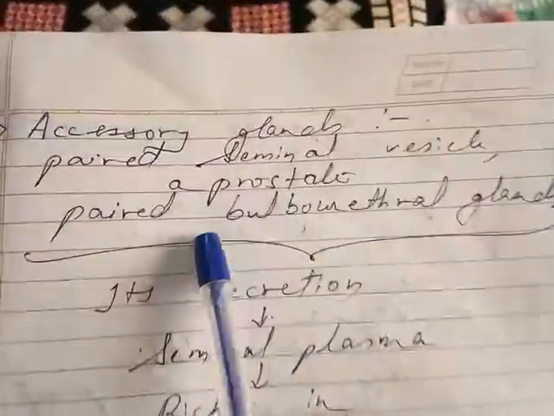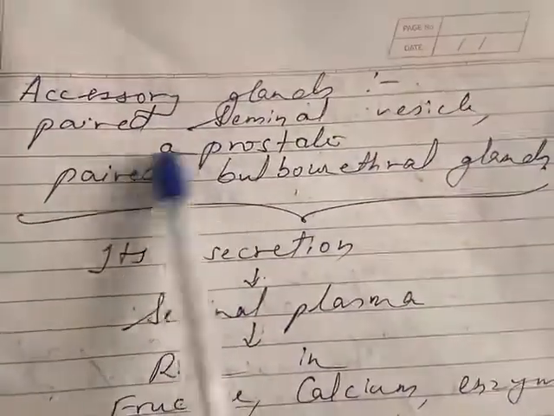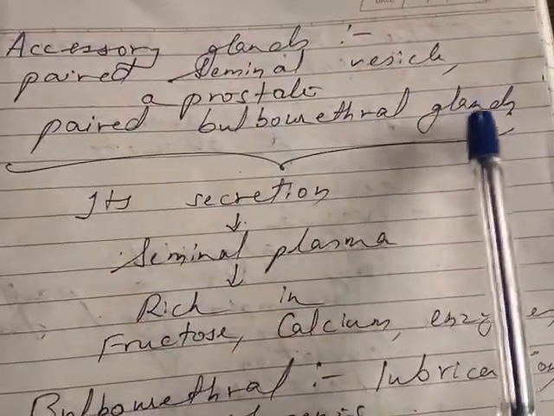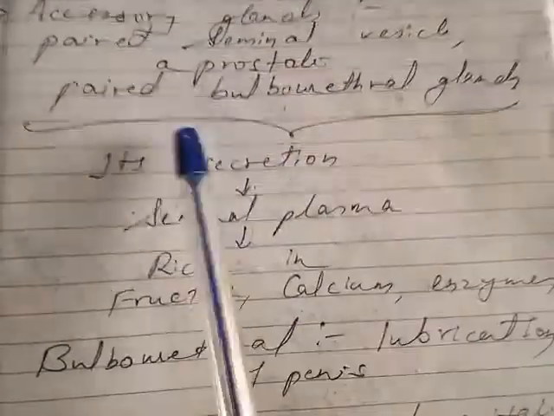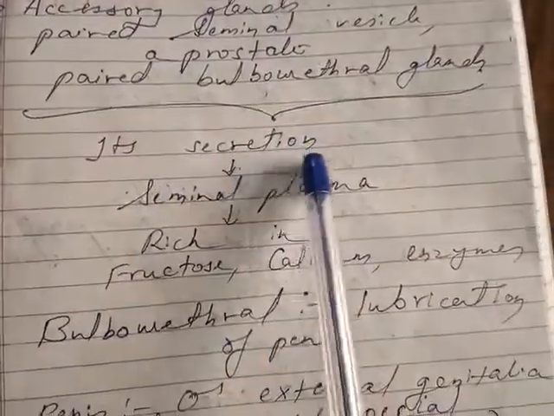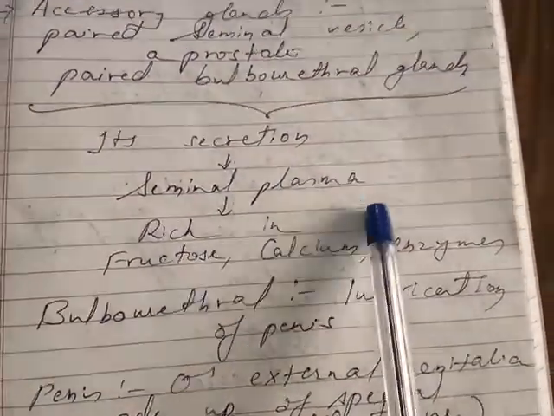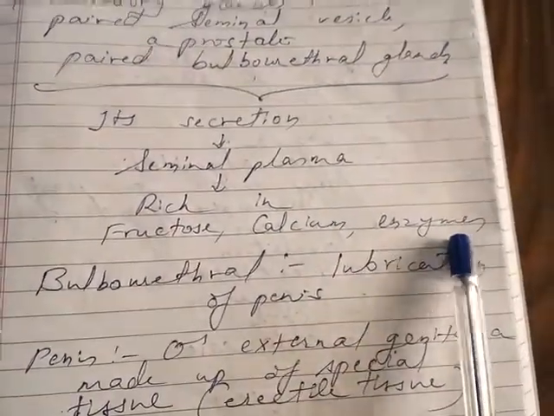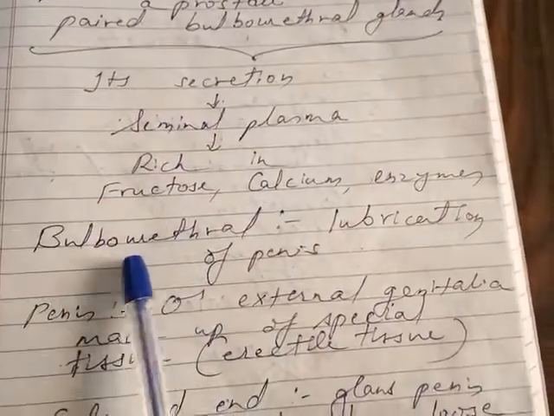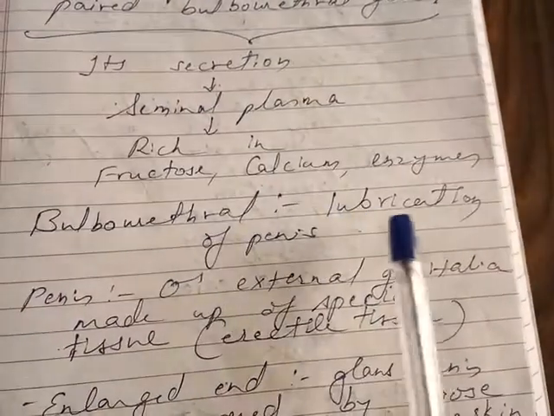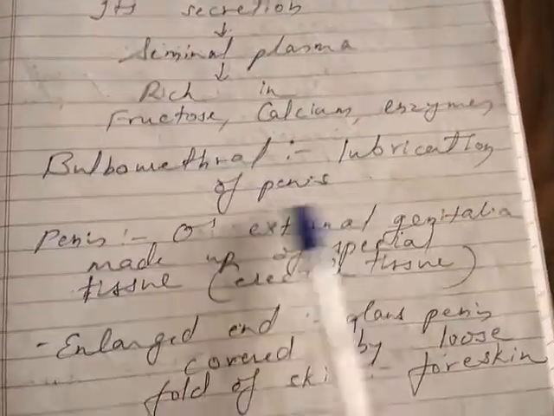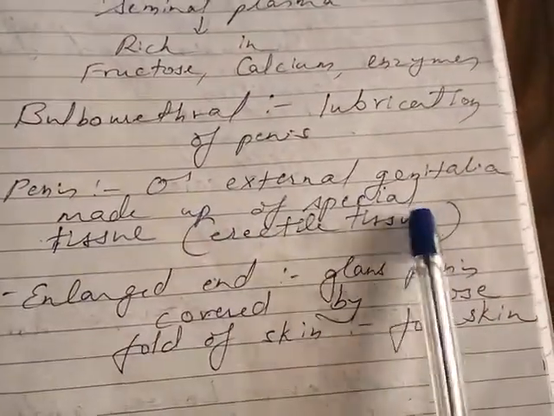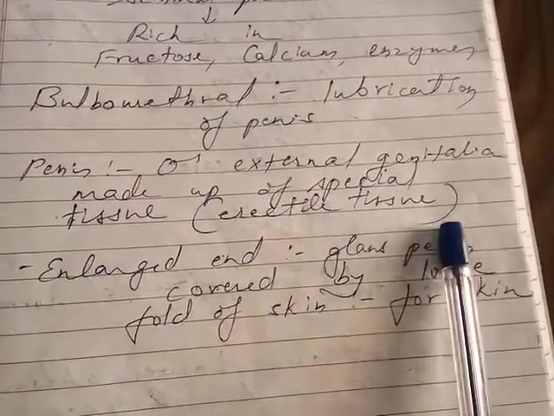Then accessory ducts. Accessory glands are paired seminal vesicle, a prostate gland, and paired bulbourethral gland. All these secretions are called seminal plasma, which is rich in fructose, calcium, and enzyme. Apart from them, bulbourethral gland helps in the lubrication of the penis. Penis is the external genitalia made up of special tissue called erectile tissue.